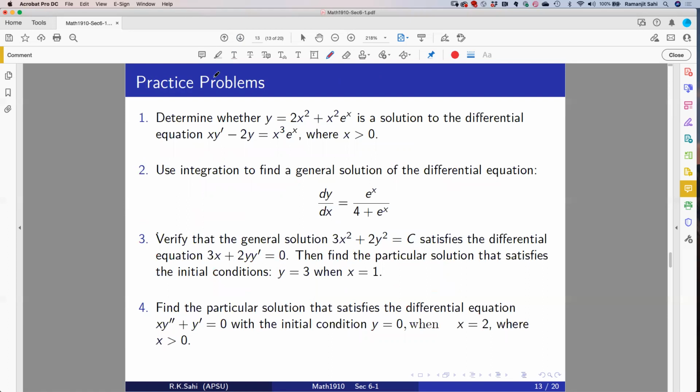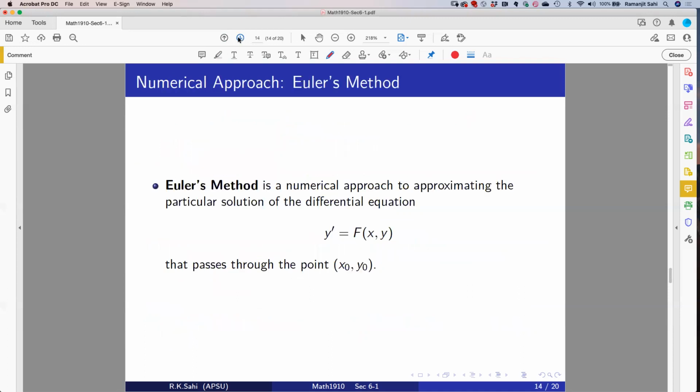As usual, when we do some examples, we need to do some practice, so here are some practice problems for you to do. In the next video, I will be doing the numerical approach, which is the Euler method, to find a solution of a differential equation.